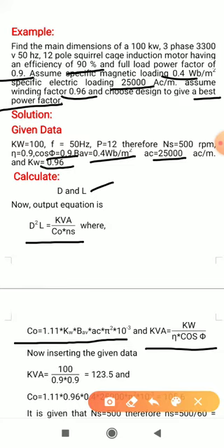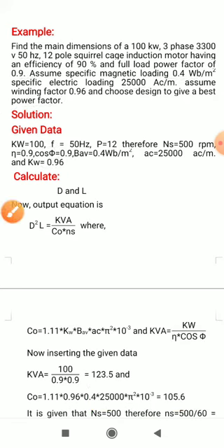So just we will insert these given values in these two equations, and we will calculate the kVA and Co. So first we will calculate the kVA. So the kVA is equals to kilowatt divided by efficiency into cos phi. So kilowatt is 100 divided by efficiency is 0.9 into the power factor is 0.9, and if you calculate this you will get 123.5.